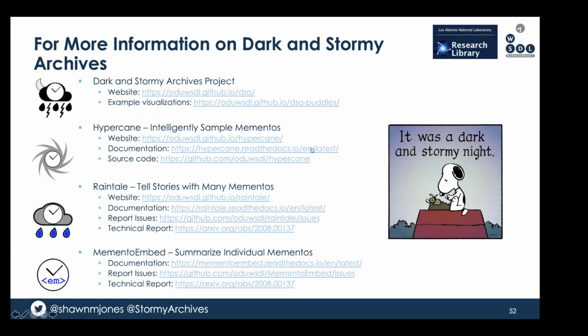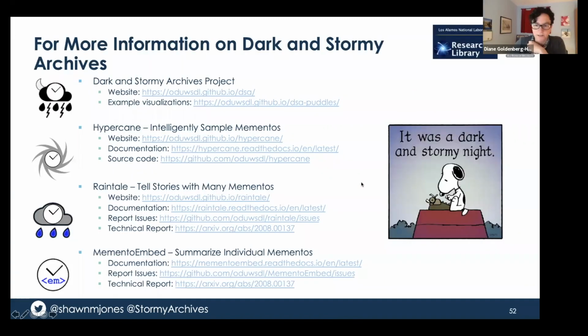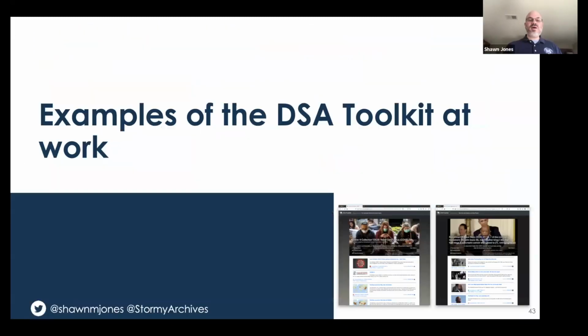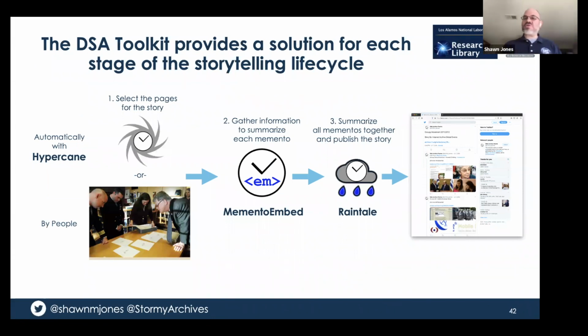This is Michael. Yeah, you can customize Raintail even further. To Cliff's point, if an archivist or somebody said, you know, these are the 30, 50, whatever pages I want to make sure show up in the story, Raintail would just take that as an input. Sorry, Shawn. And to further stress that the first step here of selecting pages for the story, you have automatically with Hypercane or by people. So if there's some mementos that you really, really want to include, just throw them in the list.